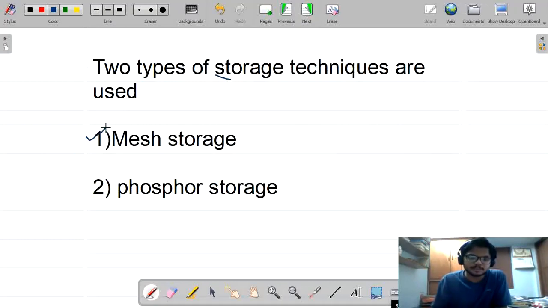Now, in general, storage techniques are of two types. The first one is mesh storage, and the second one is phosphor storage. Now we will discuss these two storages in detail.